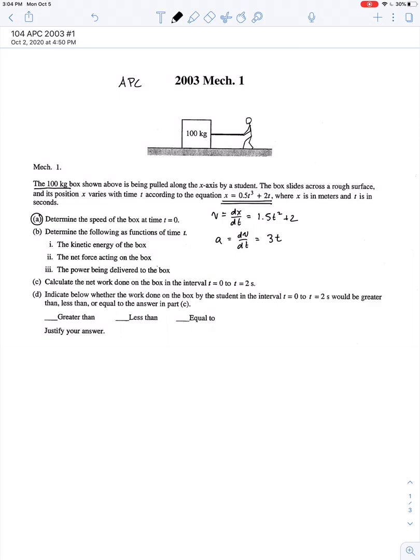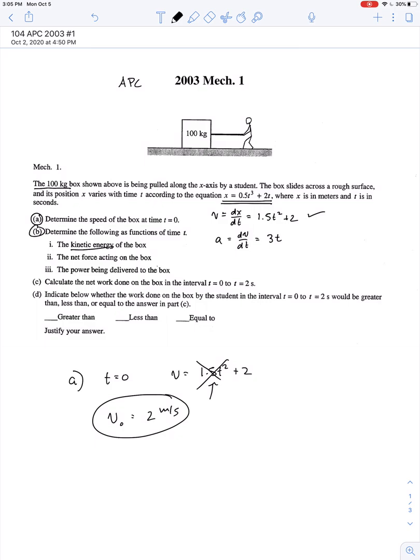Okay, and now let's look into this in greater detail. What do we have to solve for? A, determine the speed at time t equals 0. Fortunately, we have this expression for velocity as a function of time, and all we have to do is plug in t equals 0 into the equation v equals 1.5t squared plus 2. Well, at time t equals 0, this term goes to 0, so the initial velocity is 2 meters per second.